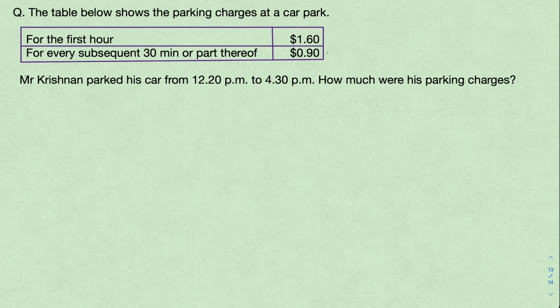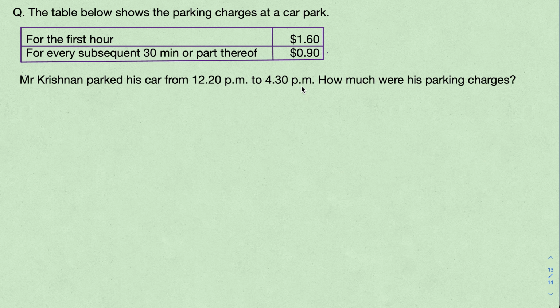So let's do another interesting word problem on rates. Let's read the question first. The table below shows the parking charges at a car park. For the first hour, the charge is $1.60, and for every subsequent 30 minutes or part thereof, the charge is 90 cents. Mr. Krishnan parked his car from 12:20 p.m. to 4:30 p.m. How much were his parking charges?